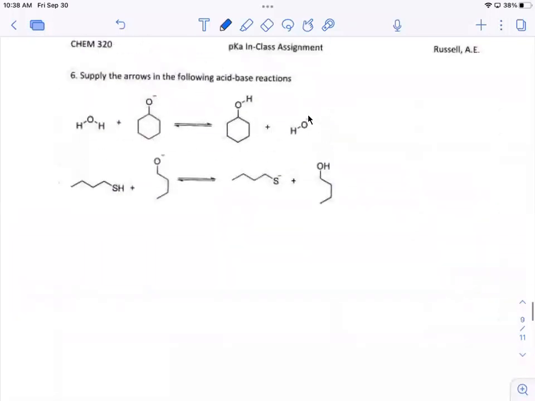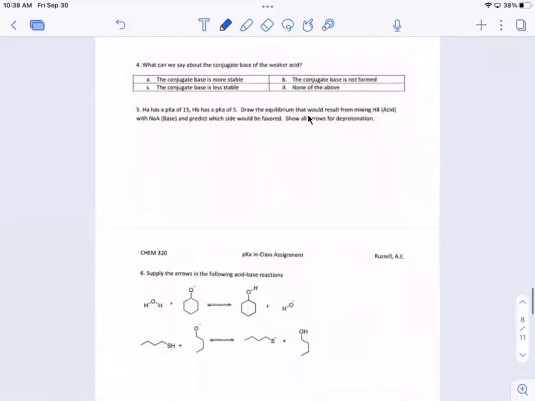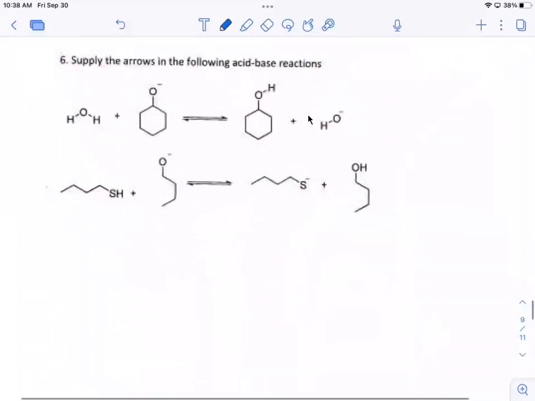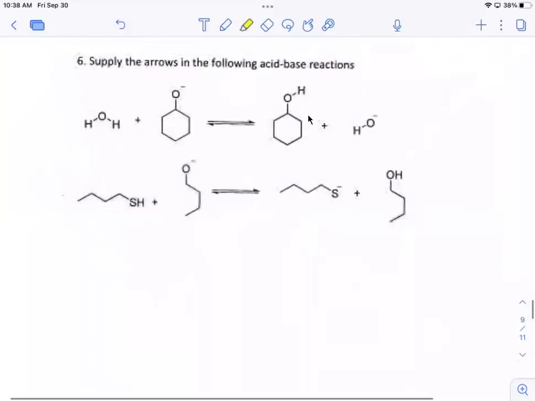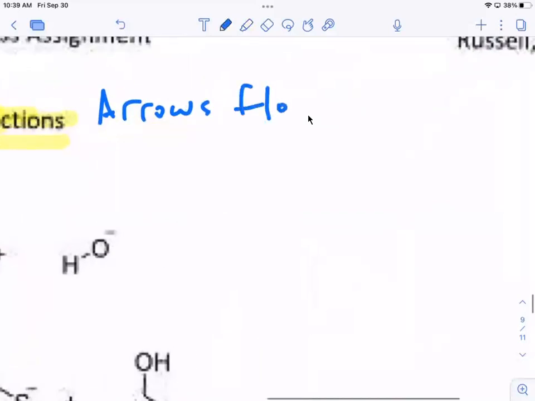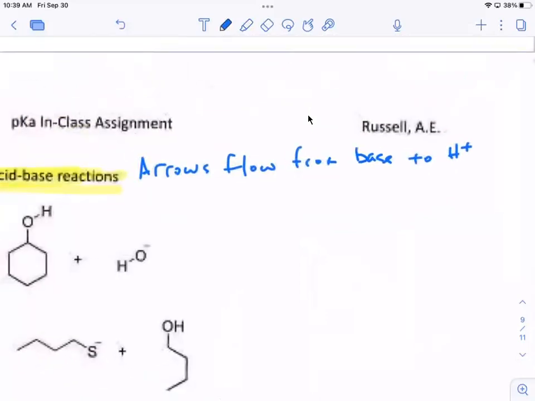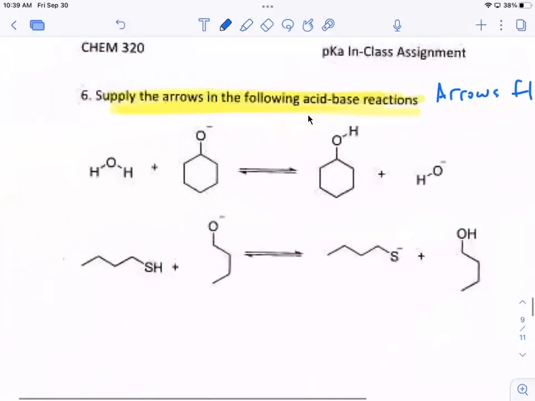Let's go up to any questions about that. We got plenty of time. Let's do these right here. It just says supply the arrows, right? Remember, for an acid-base reaction, the arrows flow from the base to the proton. And then from where? So from the base to the proton is the first arrow. What's the second one?